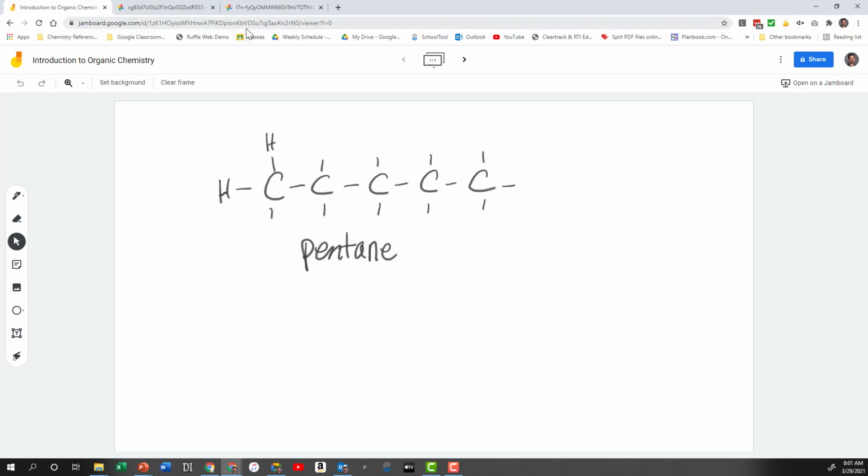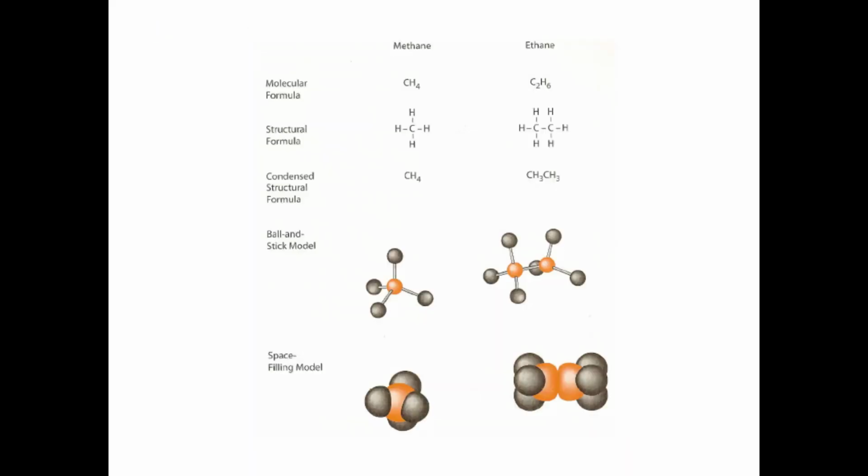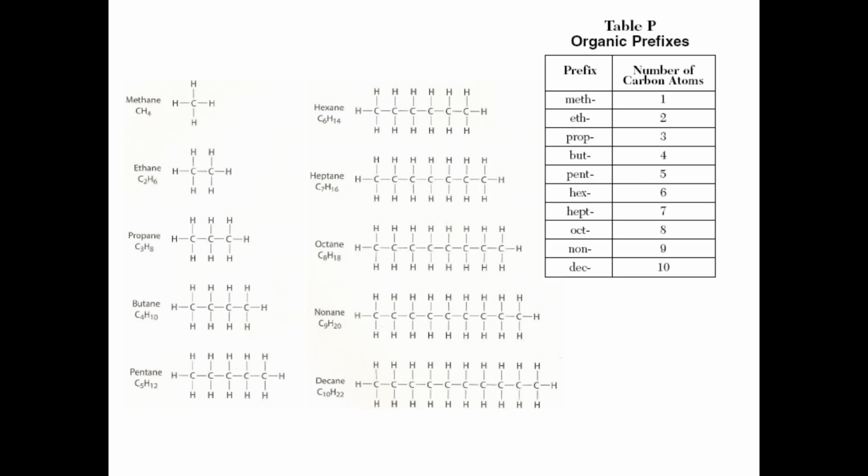On this other one, we can see all these going from 1 carbon atom all the way to 10 carbon atoms. So methane, ethane, propane, butane, pentane, hexane, heptane, octane, nonane, decane. Fortunately, you don't have to memorize it, but you could.